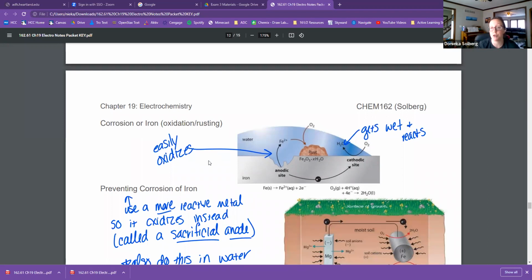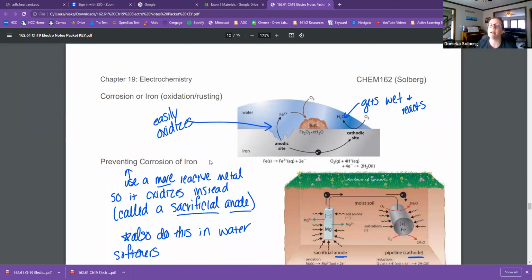So what we have been doing, and this actually works really well, is we use a more reactive metal, or one that has a higher potential. So it oxidizes, or higher oxidation potential. So it oxidizes instead of the iron. So when the water gets there, something else will oxidize. So a more reactive metal, or one that essentially is going to take the place of it. So we call it a sacrificial anode.